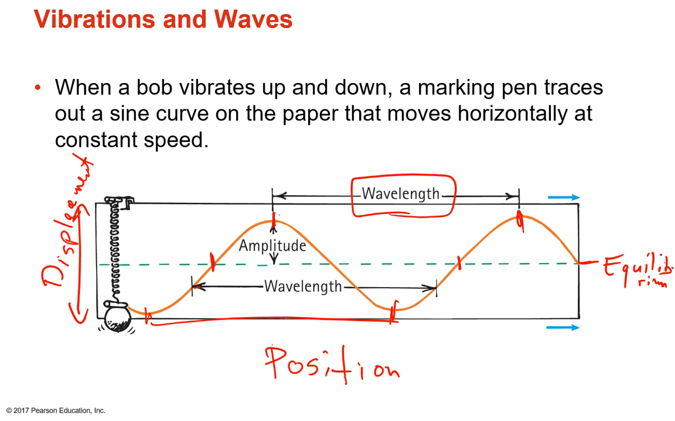Now, we have already learned about motion, and we learned that speed is change in position over change in time, right? Then what's the equation for change in position? If I just solve this equation for delta x, it's the speed times delta t. And so we said that the wavelength is the distance it travels in one period.